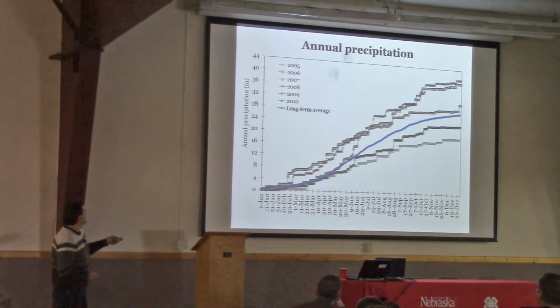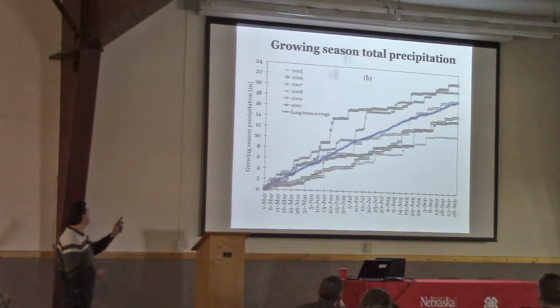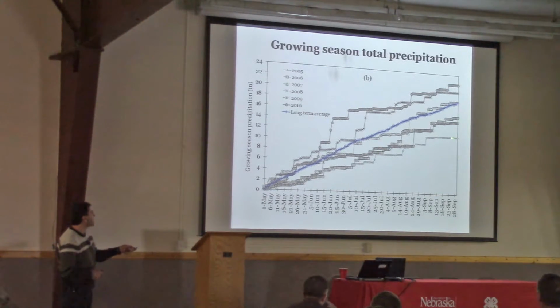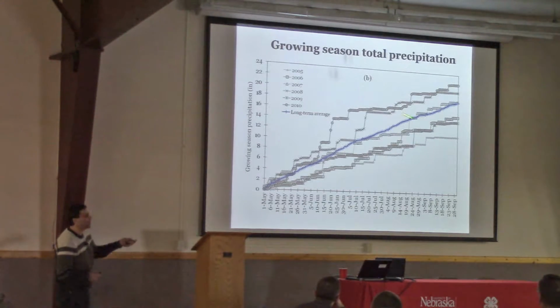So going back to 2005 all the way to 2010, annual precipitation varied significantly from 16, 17 inches per year all the way to 40 inches per year. So interannual variability has impact on crop, and I will talk more about this relationship. Growing season precipitation, May 1st until September 30th, also changed significantly. For example, in 2005, growing season precipitation was 10 inches. In 2010, it was 22 inches.